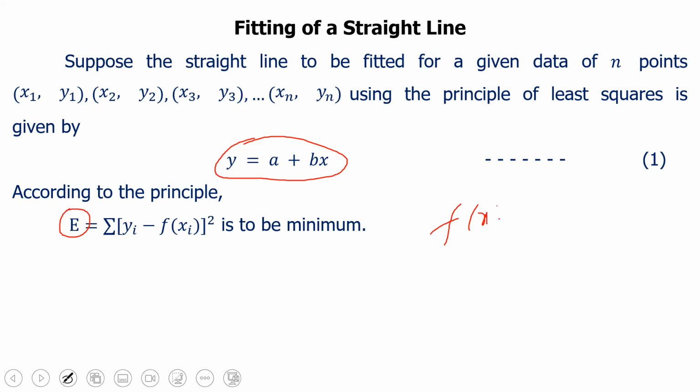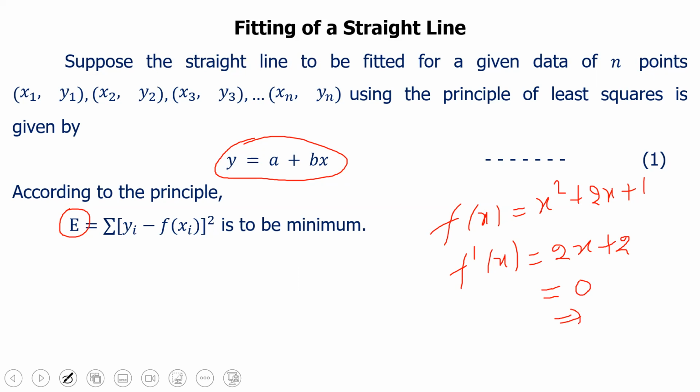If we are given a function, f of x is x square plus 2x plus 1, for example, then how do we find its minima or maxima? For minima or maxima, we have to find the derivative, f dash of x, which is equal to 2x plus 2. And in case of maxima or minima, we put this equal to 0. So if you put this equal to 0, what are we getting? The value of x is equal to minus 1.